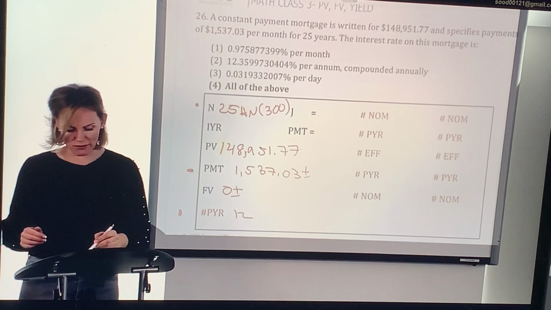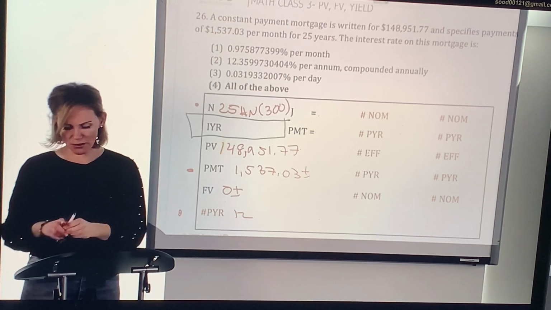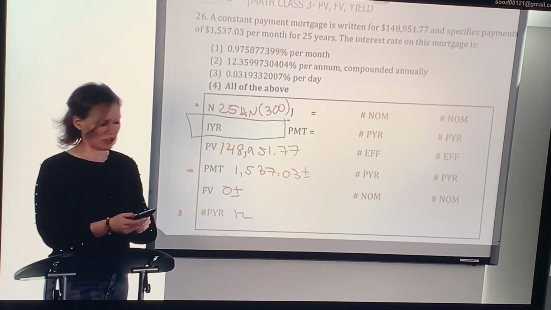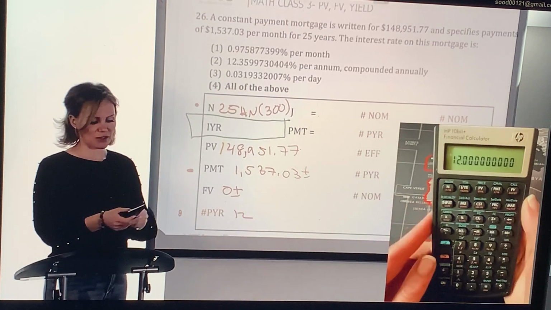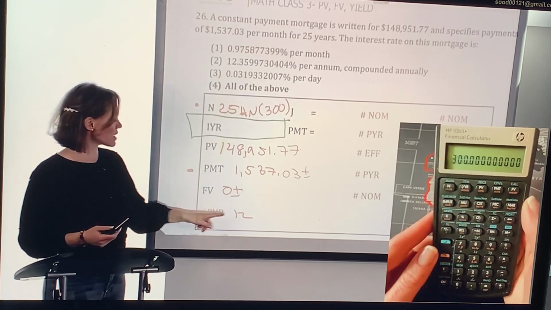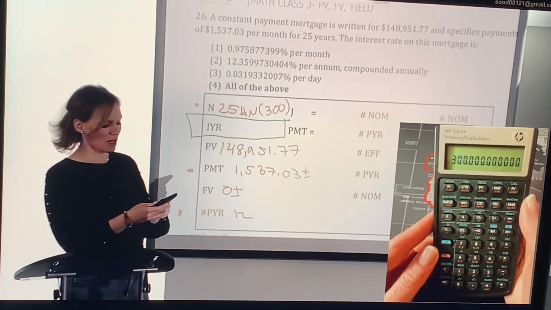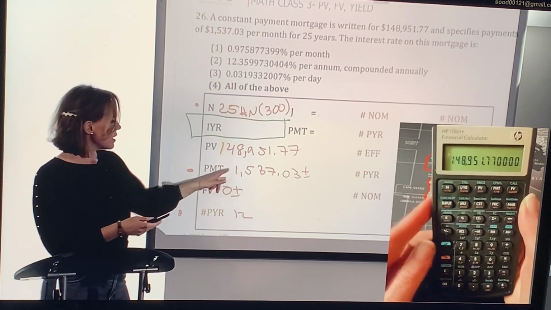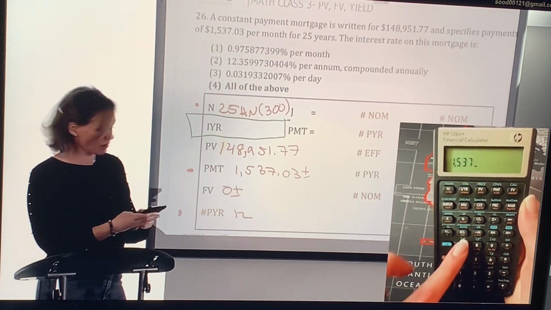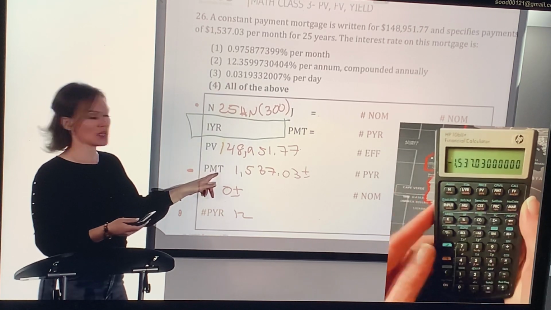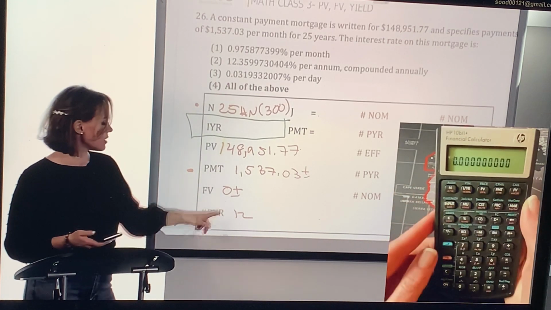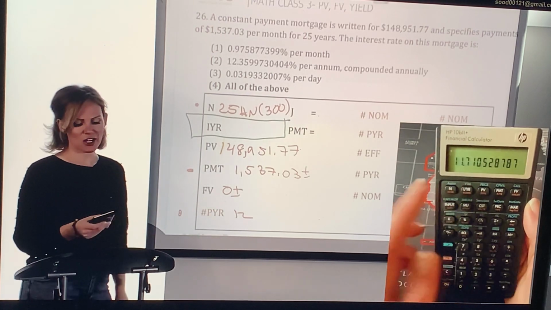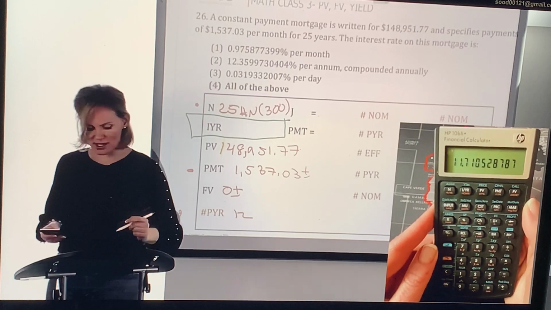Okay, so let's plug all the information in. Let's find the IYR first, and then we're going to take this interest rate and convert it to what they want. So start from the bottom: do 12 shift PYR. Then go on the top to 25 shift N. It will come up as 300 months because it will multiply 25 by 12. Skip the IYR. Put the PV, 148,951.77 PV. Mortgage payment is 1537.03 plus minus PMT. 0 plus minus future value, and make sure that you plug in that PYR. This is very important. After you plug everything in, press the IYR and see how much it comes up to. Mine came up to 11.71.